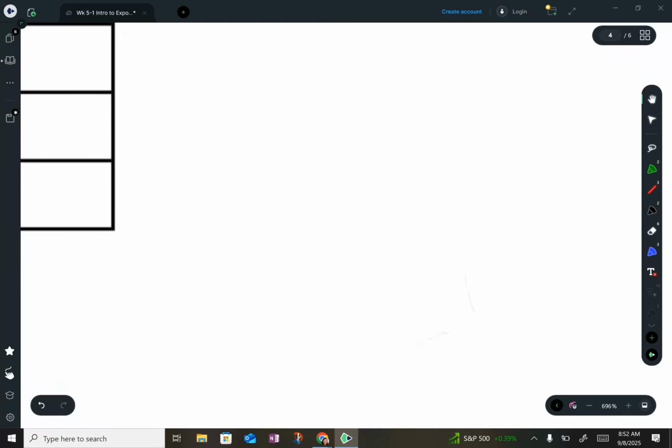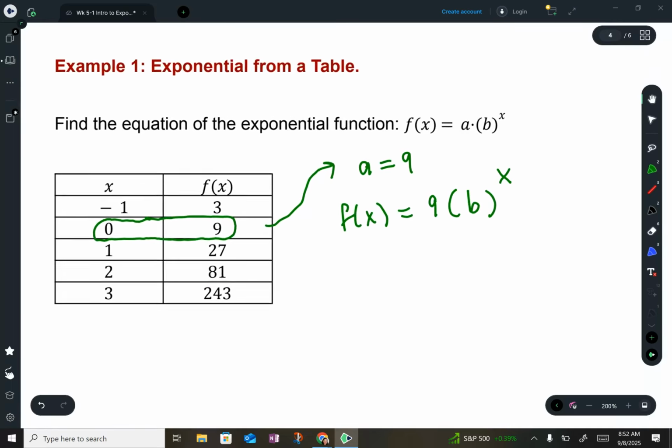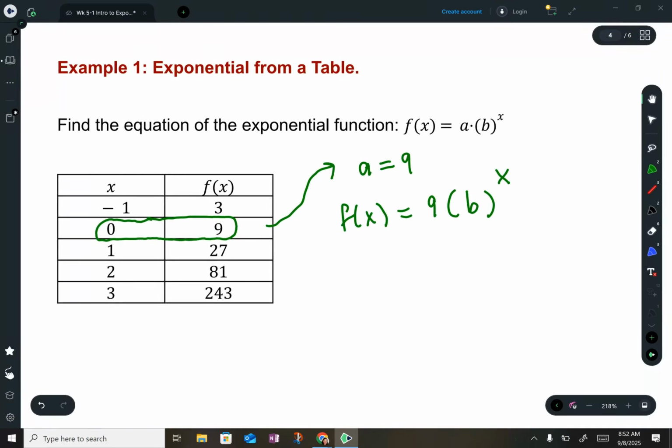Oh my goodness, what am I doing today? So what do I mean by that? I wish I hadn't drawn this arrow.